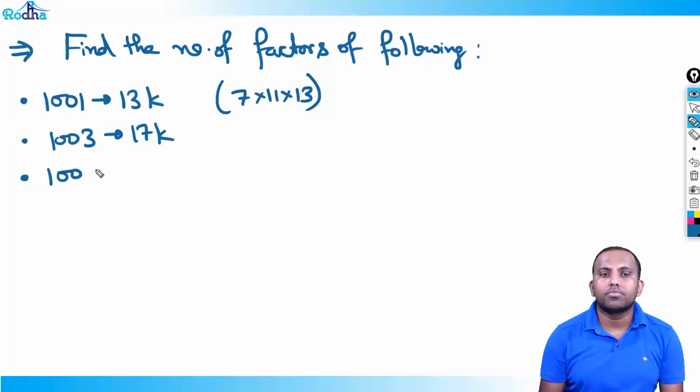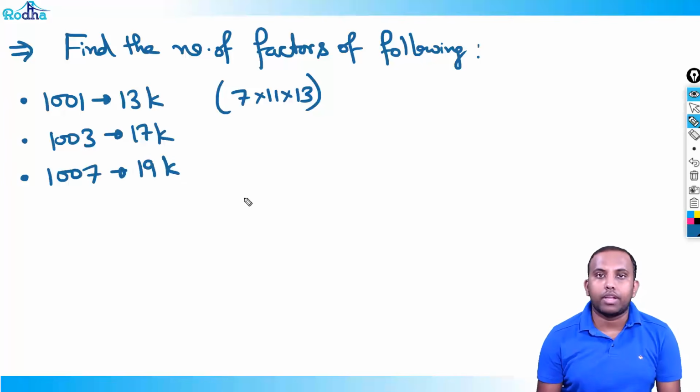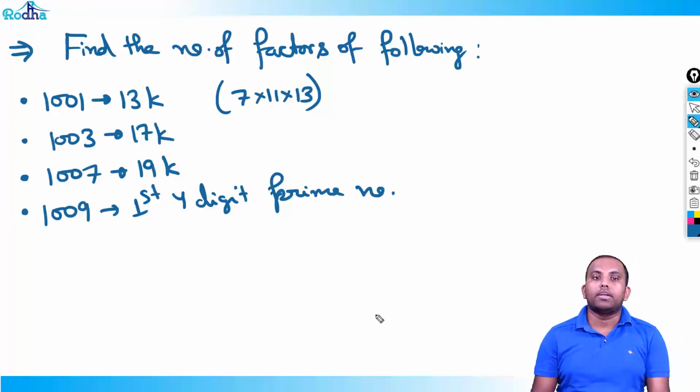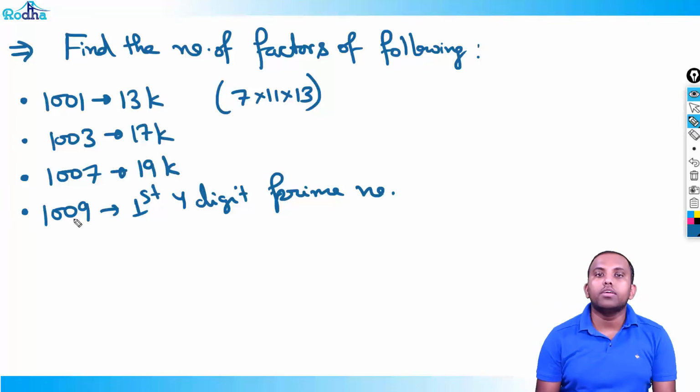1005, so remember it's a multiple of 5 only, right? So we don't need to write it. It's a multiple of 5. 1007, it is a multiple of 19, right? So 1009 is the first 4-digit prime number. Very important concept, right? So how many factors for 1009? 1009 will have only 2 distinct factors, right?